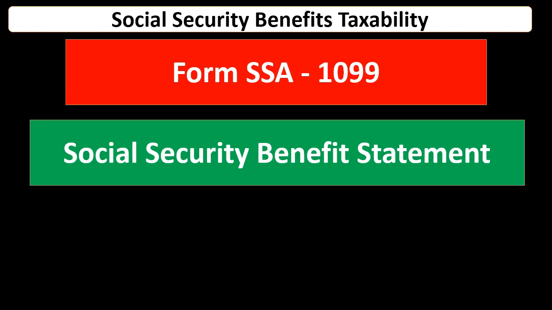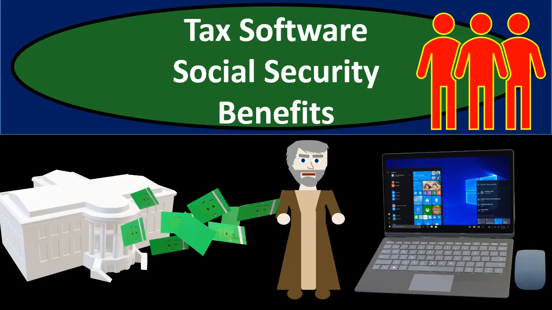When they do, then we should be receiving from the government a Form SSA-1099, which is the Social Security benefit statement. In this presentation, we will use tax software to consider the taxability of Social Security benefits, or the amount that would be included in income. We will be using Lacerte tax software, owned by Intuit, the owner of QuickBooks. The data input may be very similar for other types of software as well, which can help you with the calculations of the taxable portion of the Social Security benefits.